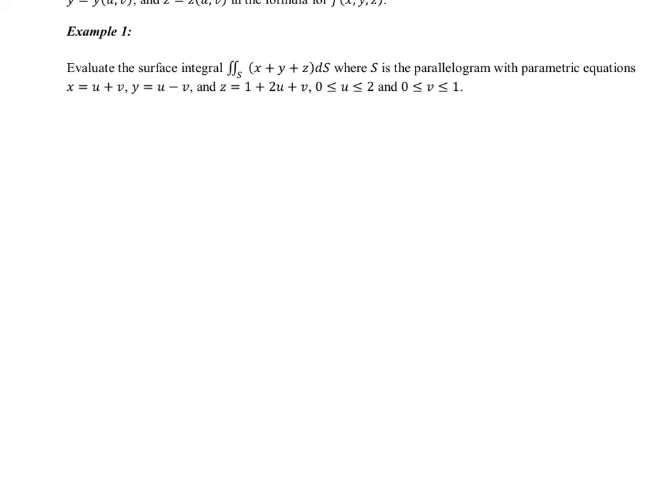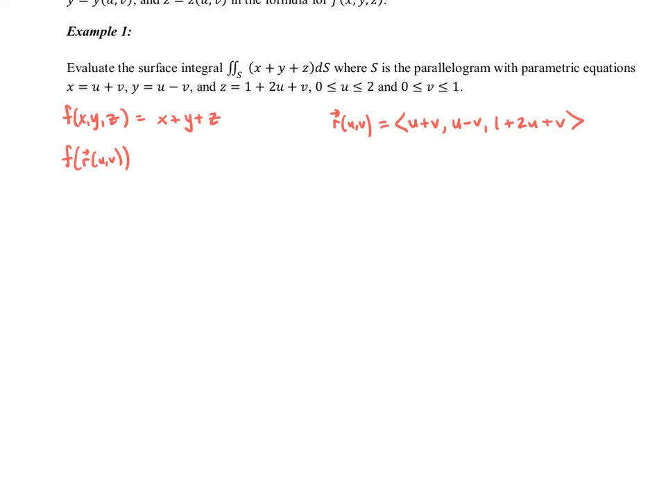Okay, let's start with the function. The function of x, y, and z is equal to x plus y plus z. One of our tasks is to take the function and put in r of uv. Now, it says it in the problem, but it doesn't state it as r. So the vector r of uv is going to be the component for x, which is u plus v, the component for y, which is u minus v, and then for z is 1 plus 2u plus v.